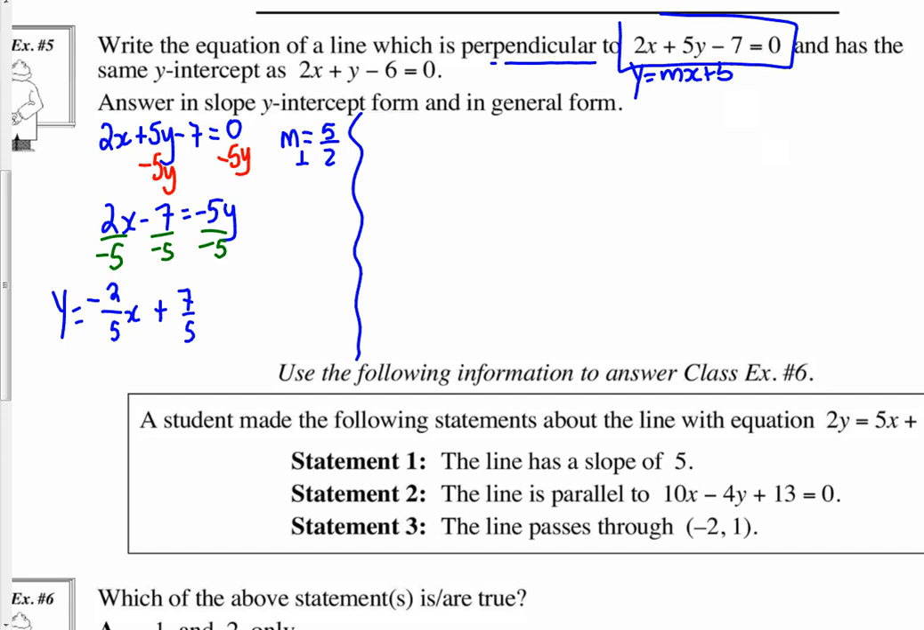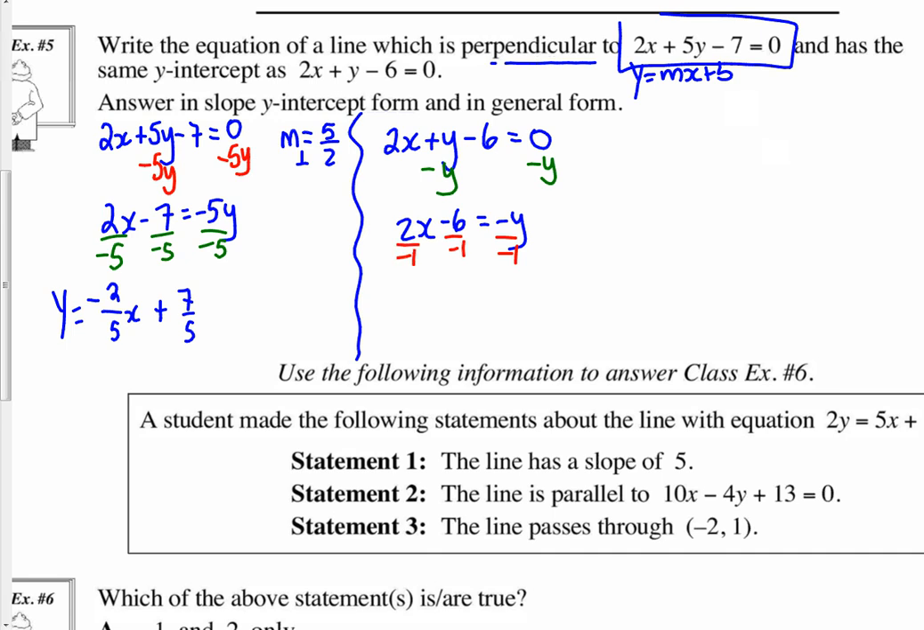No, do we have the y-intercept of that line? So let's read the question. Write the equation of a line which is perpendicular to this line and has the same y-intercept of that line, 2x plus y minus 6 equals 0. So what do I have to do? Subtract y. We need the y-intercept from this equation. So subtract y. 2x minus 6 equals negative y. Is that good enough? No, divide everybody by negative 1.